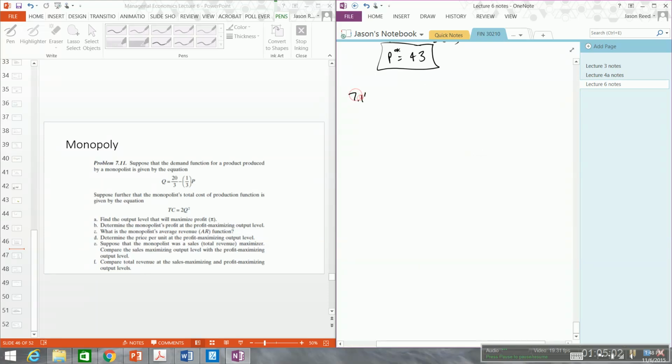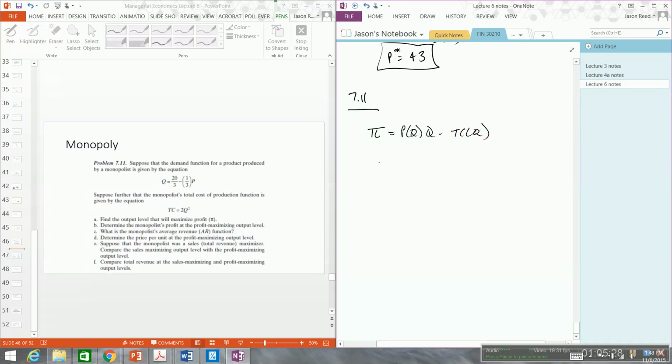7.11. So suppose that we're given this demand function, and suppose further we have a total cost function of 2Q squared. Find the output level that will maximize profit. So in order to do that, profit is going to be equal to P in terms of Q times Q minus total cost in terms of Q. So let's solve for that.